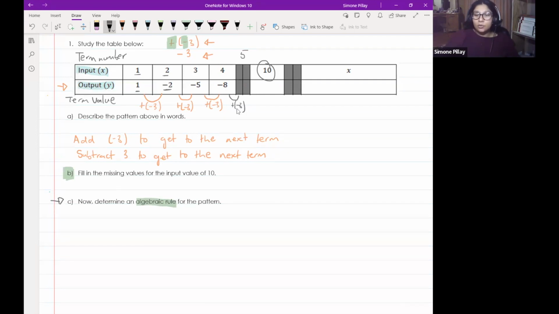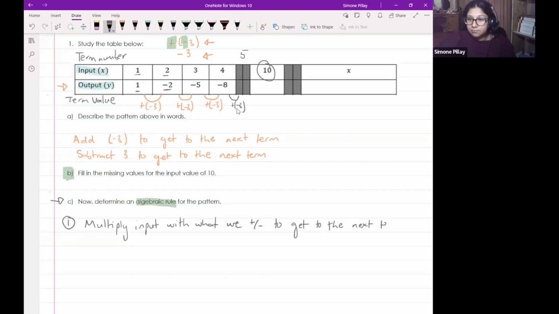Now, let's see how this rule makes this easier. Remember, we spoke about doing the rule last week. The first thing that we're going to do is we take our input and we multiply it. So we multiply our input with what we add or subtract to get to the next term.